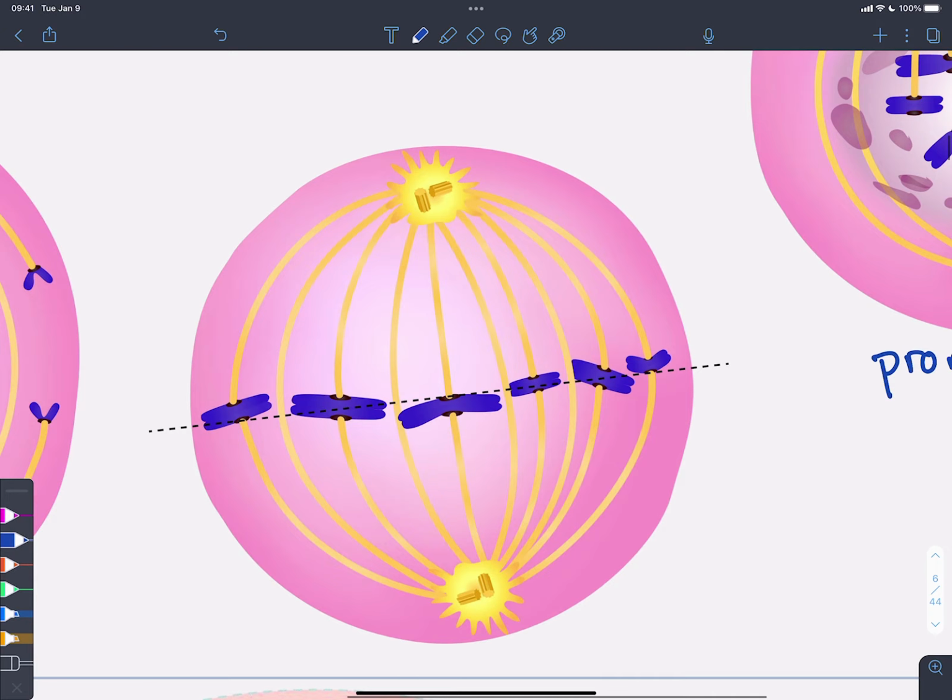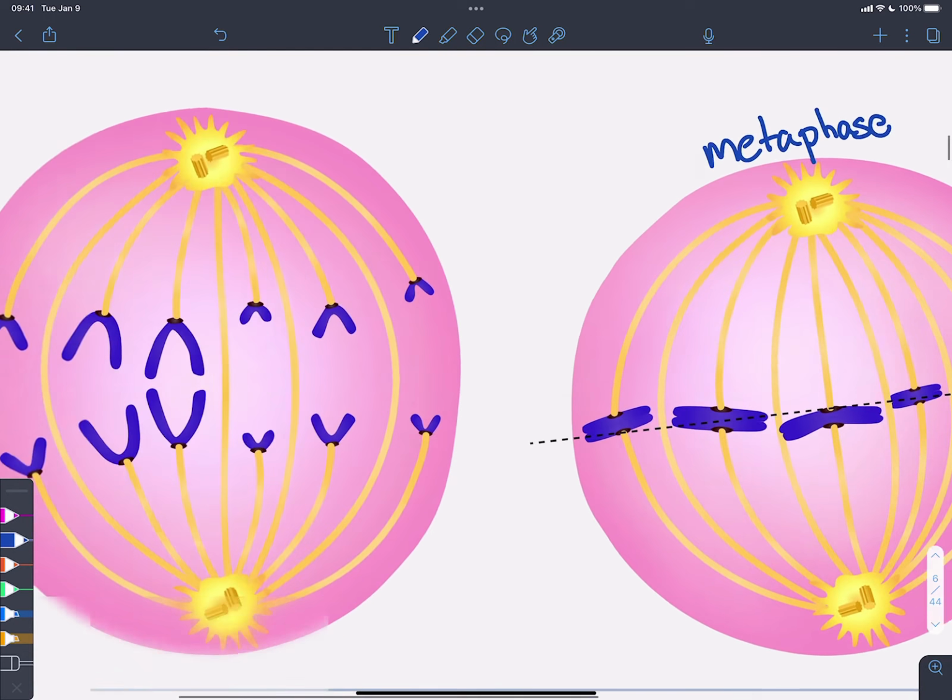Once we get to metaphase, all of the chromosomes are going to be arranged in the middle of the cell, what we would call the metaphase plate, or the cellular equator, if you want to think about it that way. Each chromosome is attached to the spindle originating from both poles of the cell.